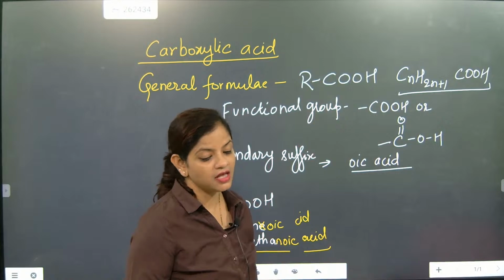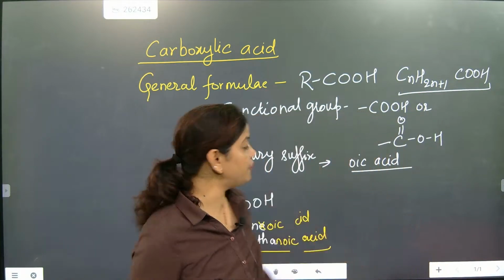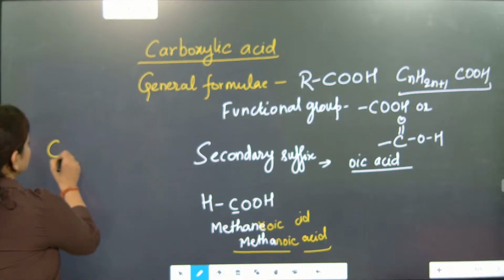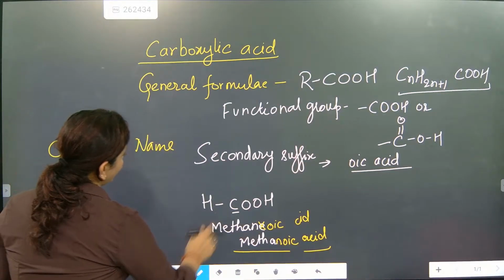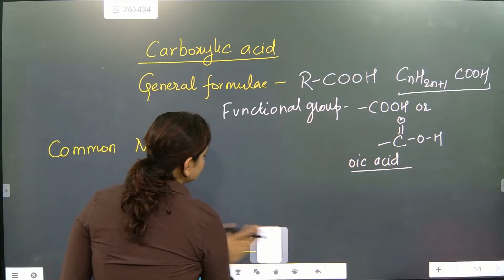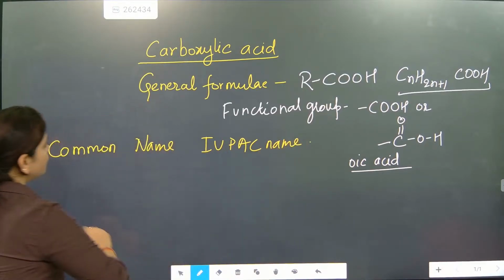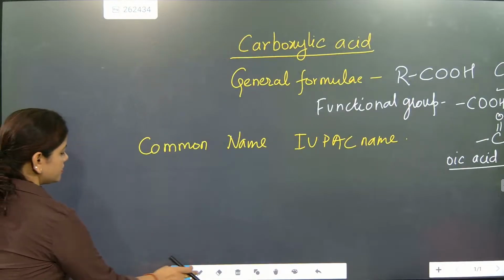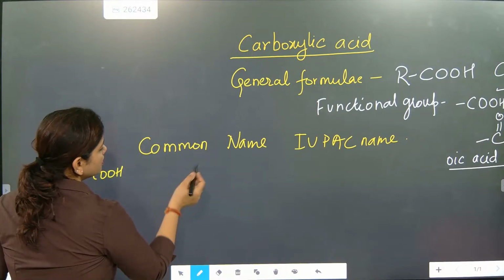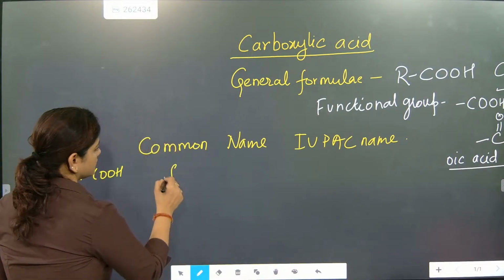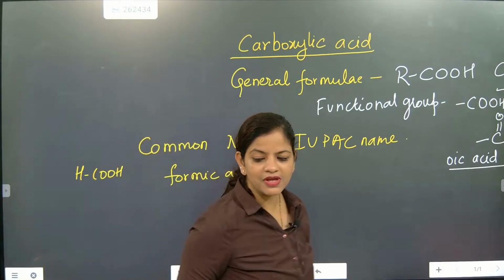Understood? Purely it is the IUPAC system. So IUPAC naming is different, common naming is different. So we have the IUPAC name and the common name. When you start with HCOOH, it is called what? This will be called formic acid. Formic acid.